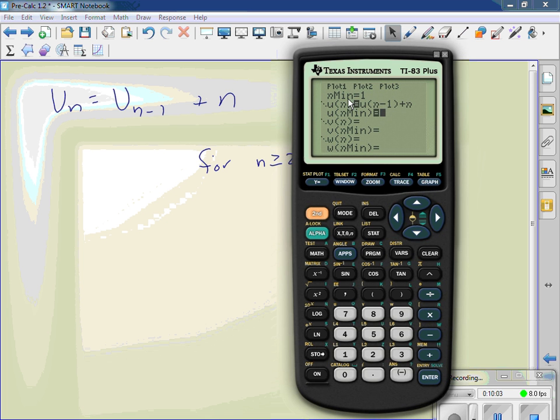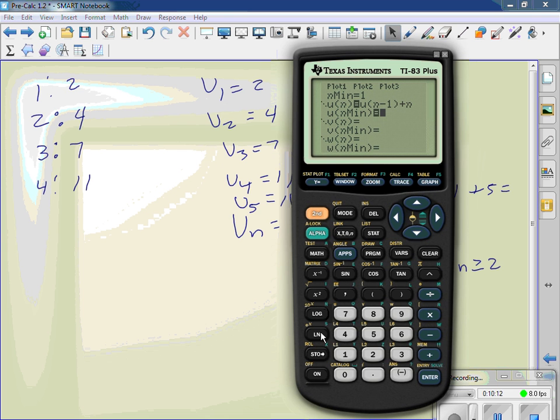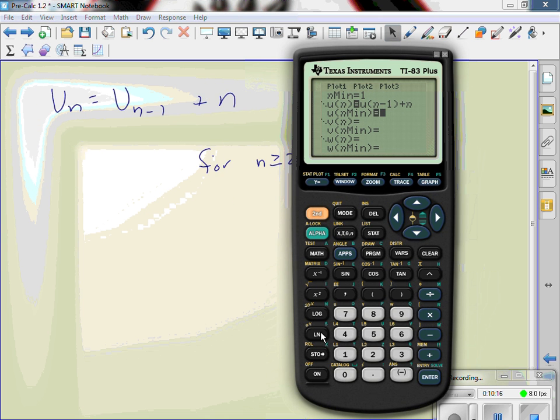Now, you're going to notice there's 2 for each one. It says U sub n min. What is the lowest number I had in my sequence? What's the lowest number I had? 2. I need to tell the calculator I'm starting at 2. I just need to tell the calculator my first number in my sequence was 2.